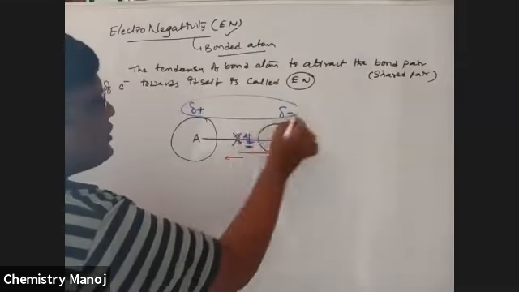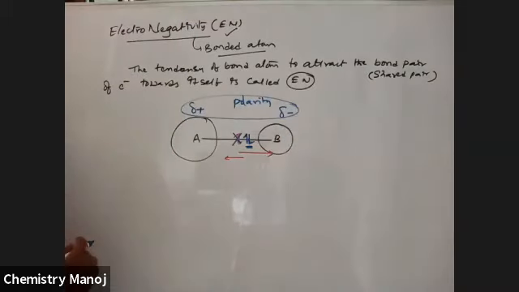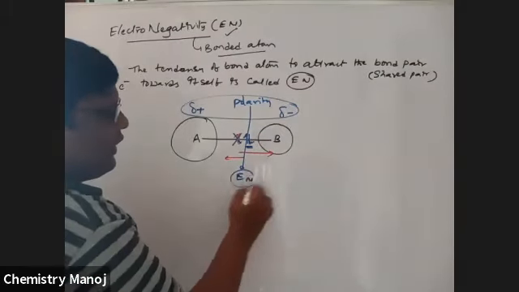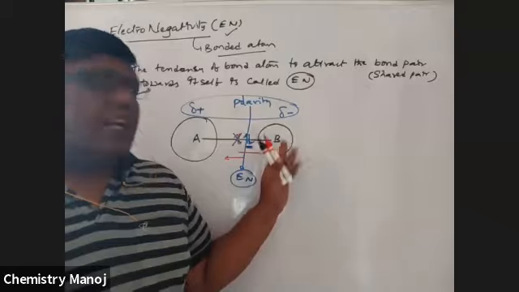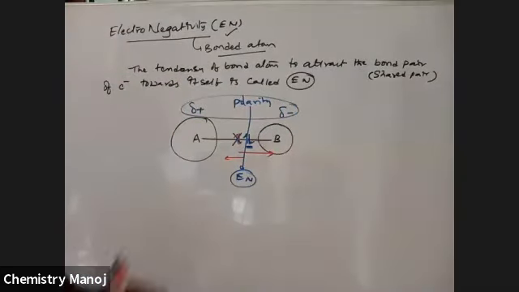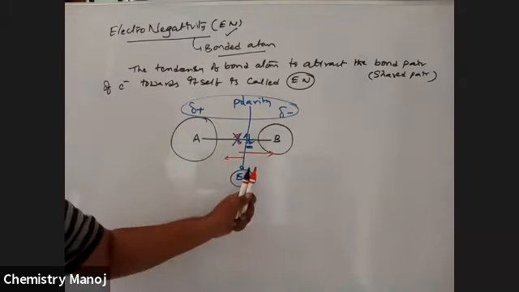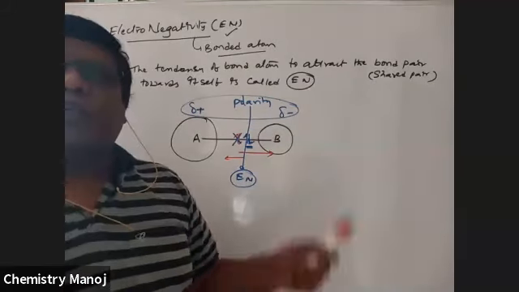This A atom gets partial positive charge. The tendency to split into partial positive and negative charges is called polarity. This polarity is due to electronegativity. So the atom which has greatest electronegativity has partial negative charge, and the one which has less electronegativity has partial positive charge. So that's why polarity of the bond is due to the electronegativity difference between those two bonded atoms.